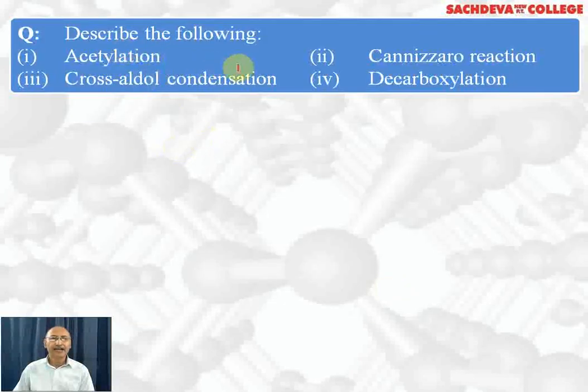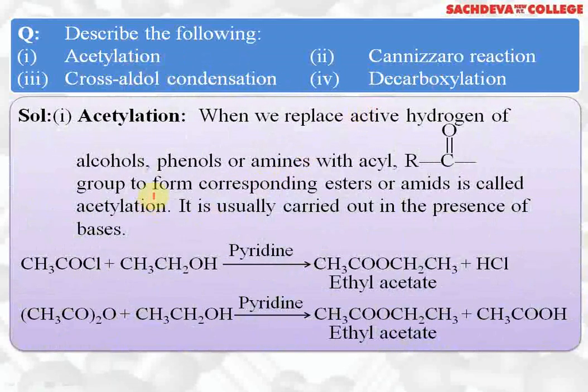Next, we have to describe the following: acetylation, Cannizzaro reaction, cross-aldol condensation, and decarboxylation. Acetylation means when alcohol or phenol or aniline reacts with acetyl chloride in presence of pyridine, we will get ethyl acetate plus HCl formed. Cl from here, H from here is removed, we get ethyl acetate. Acetylating agent can be acetic anhydride also. So when acetic anhydride reacts with ethyl alcohol, again we get ethyl acetate. Side product is different, which is ethanoic acid this time.